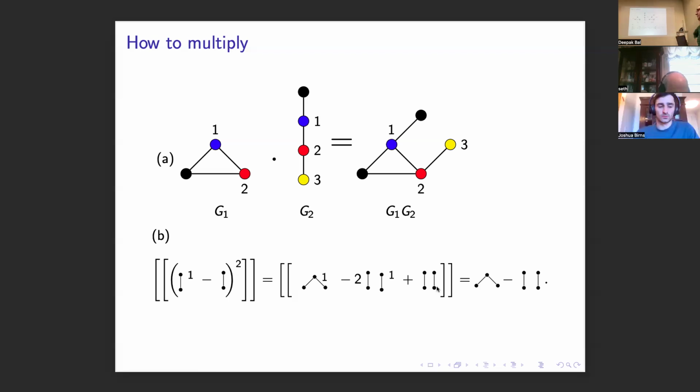So for adding, labeling doesn't matter. Adding means you just write them next to each other, so it's the disjoint union of the graphs. Multiplying means you identify labels; whatever labels you could reasonably identify, you do. And everything else just kind of chills.